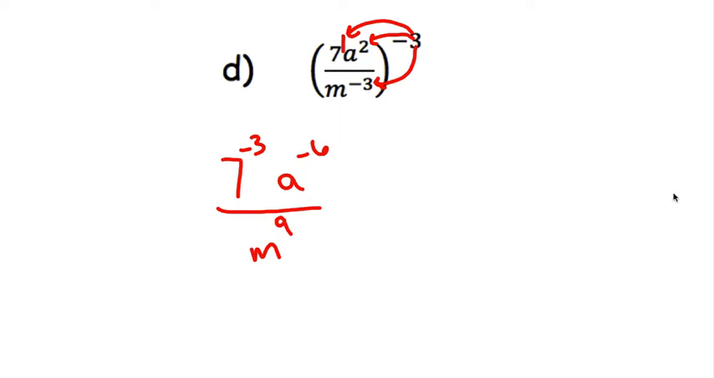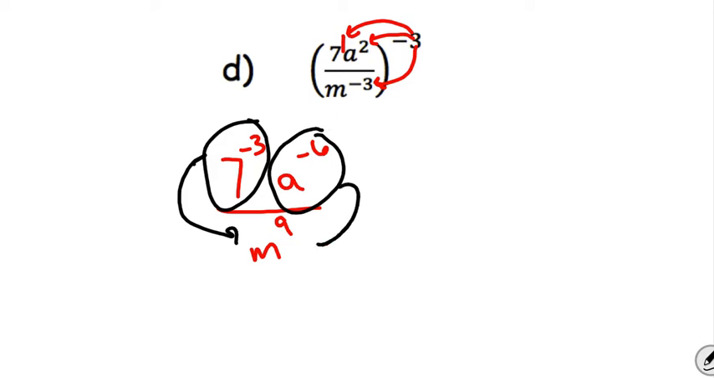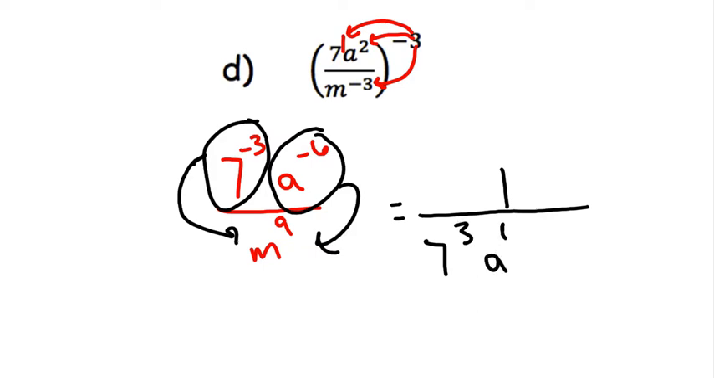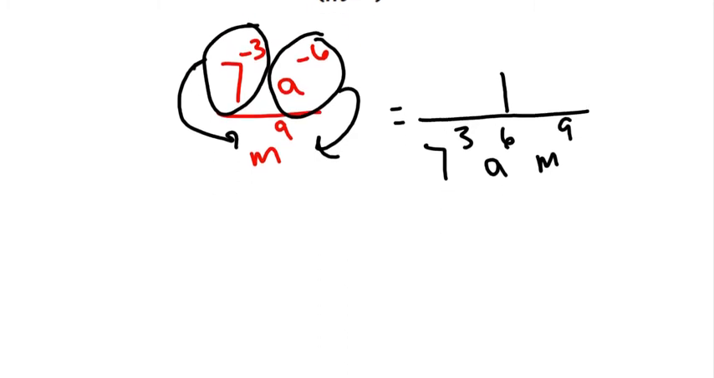Okay, so now what you should recognize here, and this is why I wanted to do this one, is that this is a negative exponent. That needs to be moved down. But then also this is a negative exponent, and this needs to be moved down. So what we should realize is that nothing is left in the numerator, and what that means is that we're left with a 1. Okay, so the 7 to the third got moved down, that's a positive 3. A to the sixth got moved down, that's a positive 6. And m to the ninth was already there, so that's just going to stay there.